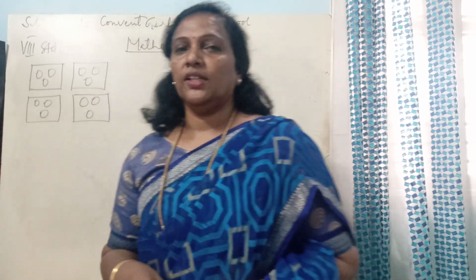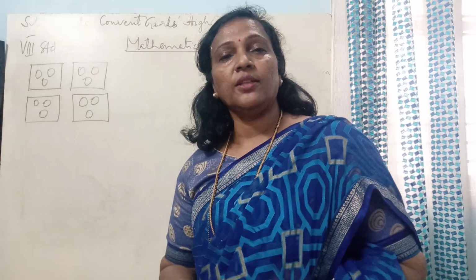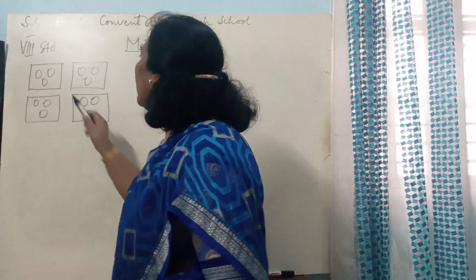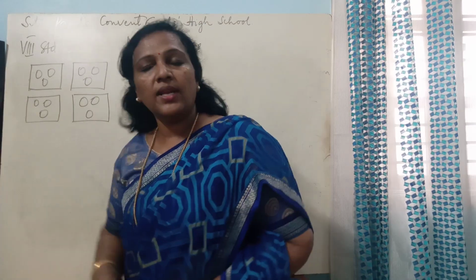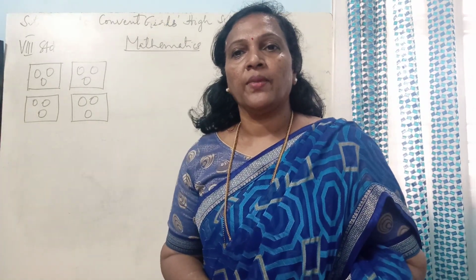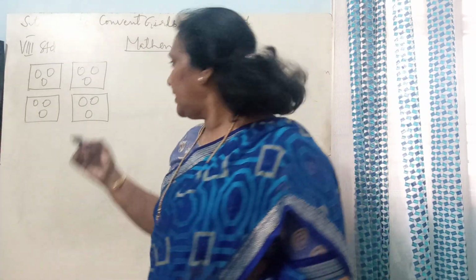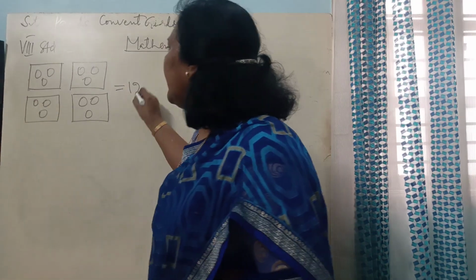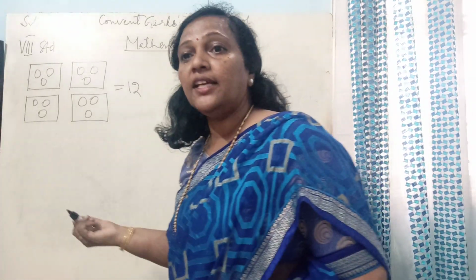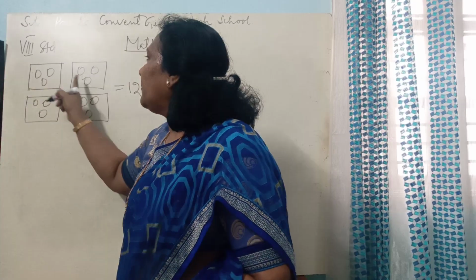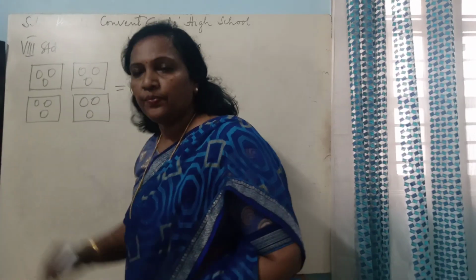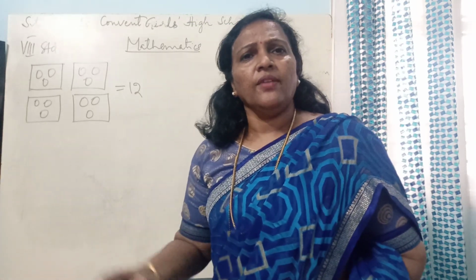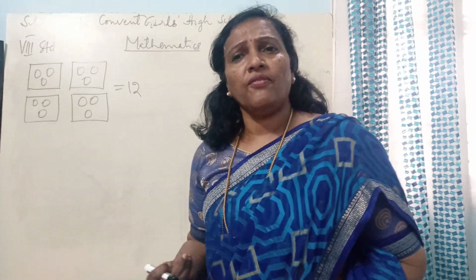Now let me go to another basic operation of arithmetic. You can see here there are 4 boxes. In the boxes you have 3 balls each. How many balls are there in total? Yes, what's the answer? It is 12. Correct. How did you get it? By adding the number of balls. 3 plus 3, 6. 6 plus 3, 9. 9 plus 3, 12.